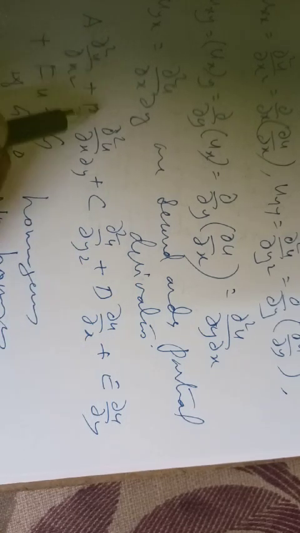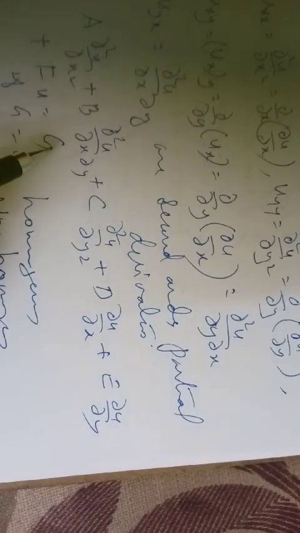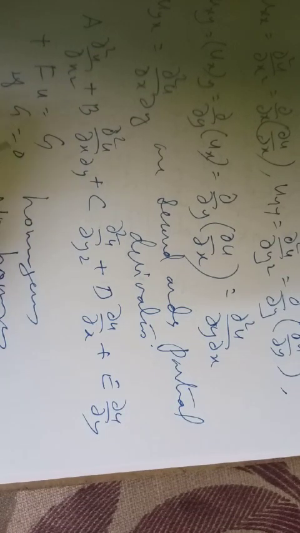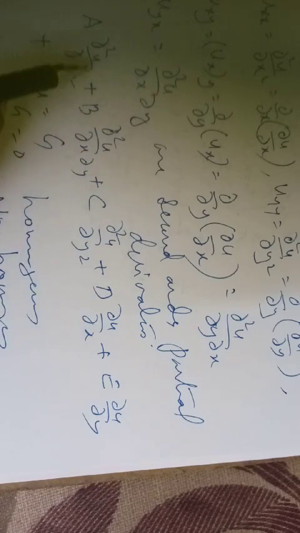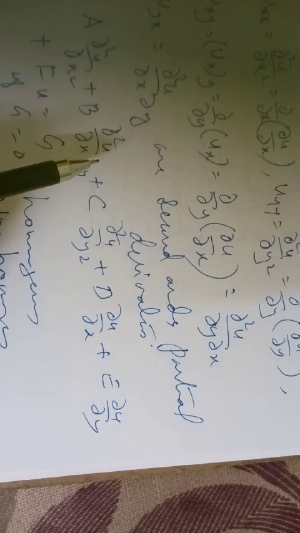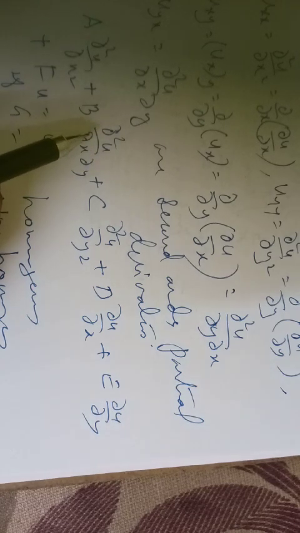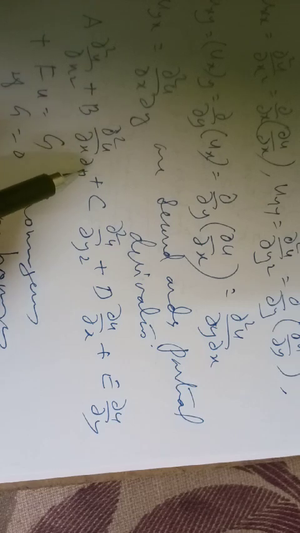And here a, b, c, d, e, f, g are functions of x and y, any functions of x and y, or constants. And if this right hand side g equal to 0, then the equation is called a homogeneous equation. If it is not equal to 0, it is called a non-homogeneous equation. And this equation as a whole is called a linear partial differential equation of second order. Here the highest order is second. This is the most general form of a linear second order partial differential equation.